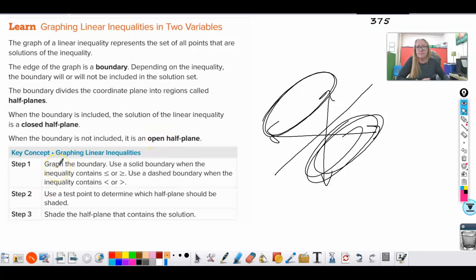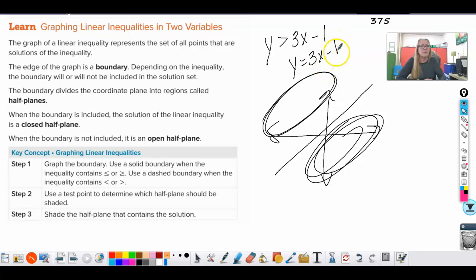These are the steps. The first thing you do is you graph the boundary. You're basically graphing the line, okay? If you have something like, for example, y is greater than 3x minus 1, that looks like a linear equation, right? The difference is it's got this inequality symbol. What you're going to do is think in your head that you're graphing a linear equation when you try to find the boundary.